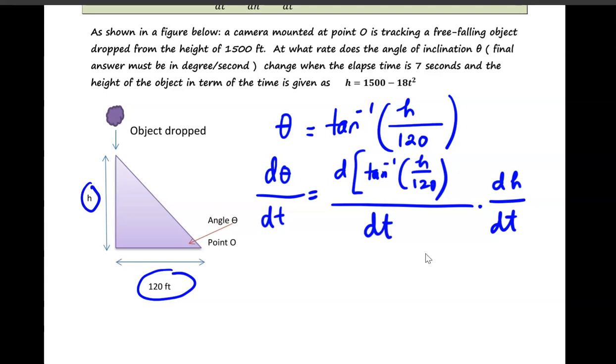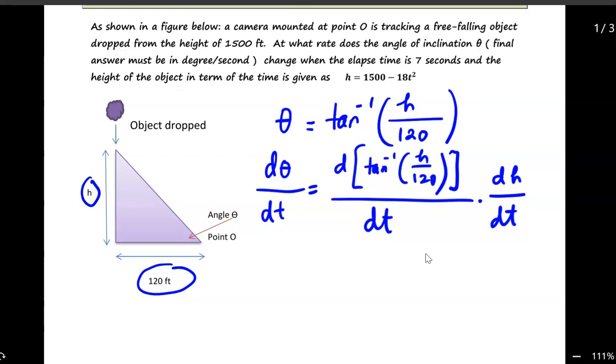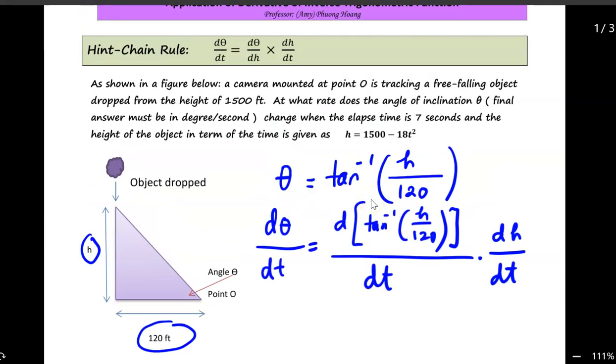Alright, so I would like everyone to take a look at the hint that I have given above. You can differentiate this implicitly, like we learned how to differentiate an equation implicitly. So taking the derivative of this angle theta as a function of time means that you have to take the derivative of this function also in terms of time. But because you differentiate h in terms of time, you have to multiply by dh over dt.